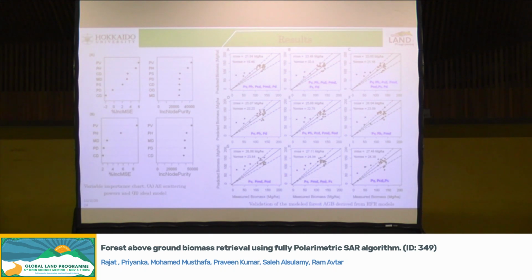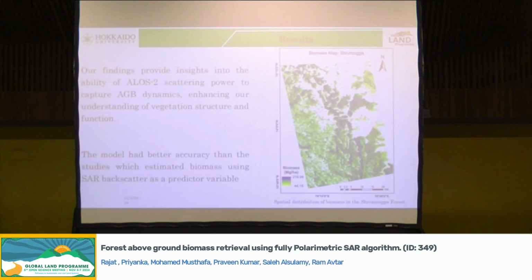And it is found that the combination of the volume scattering, the mixed dipole scattering, and the helix scattering provided the most accurate results. And the RMSE is found around 19.46%. So further, our findings show that L-band data can be used to estimate forest dynamics, and it has outperformed the existing models based on SAR backscattering in the tropical region.